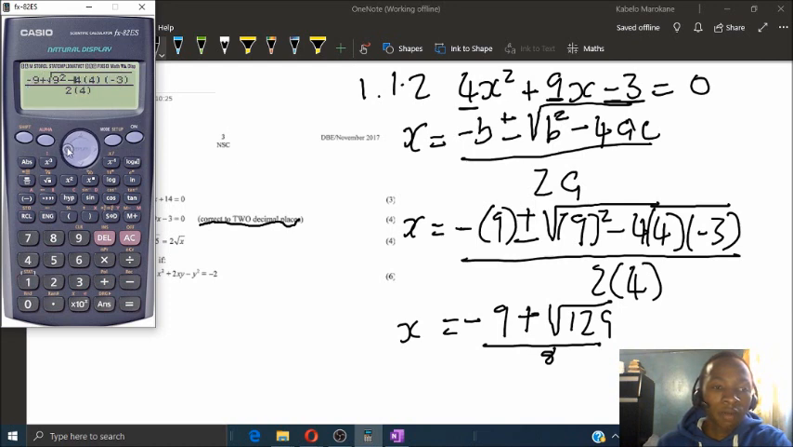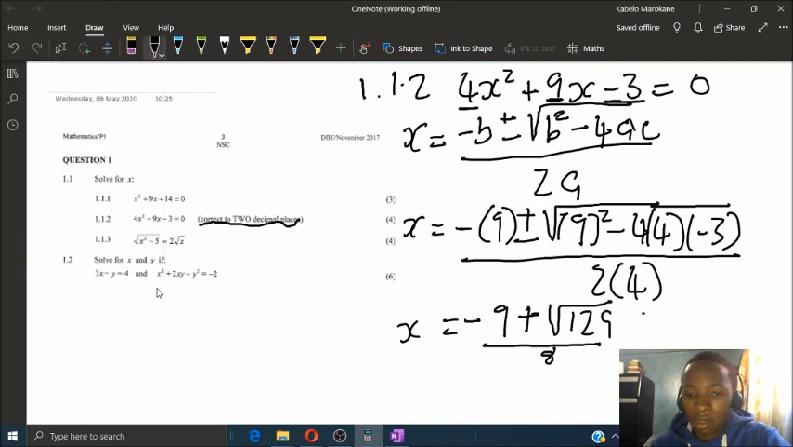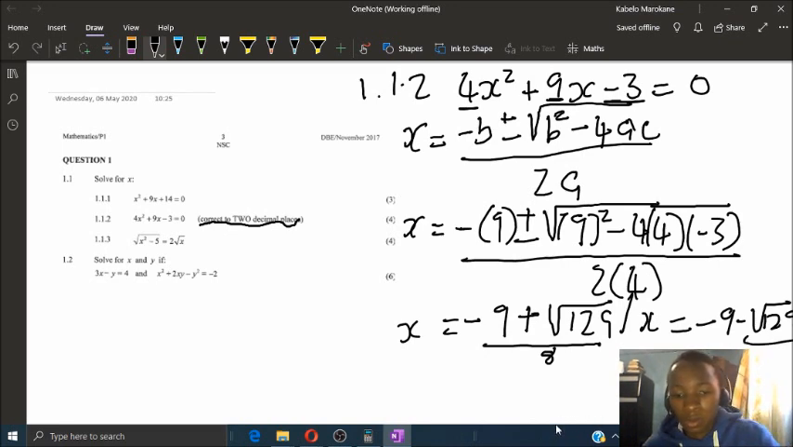The negative part of the equation, minus. Okay, so it's the same thing. So x is equal to minus 9 minus root 129, over 8.